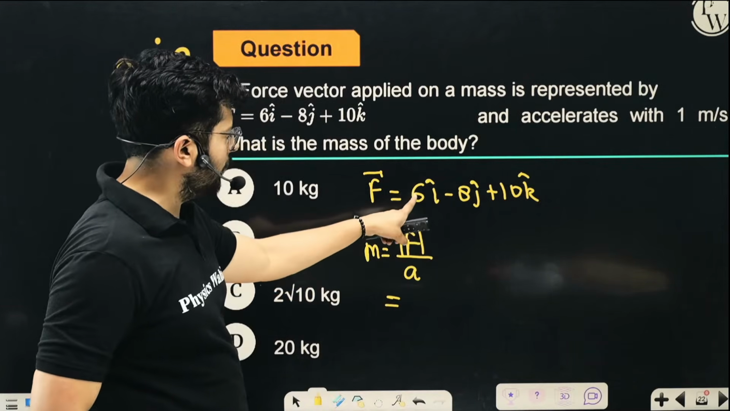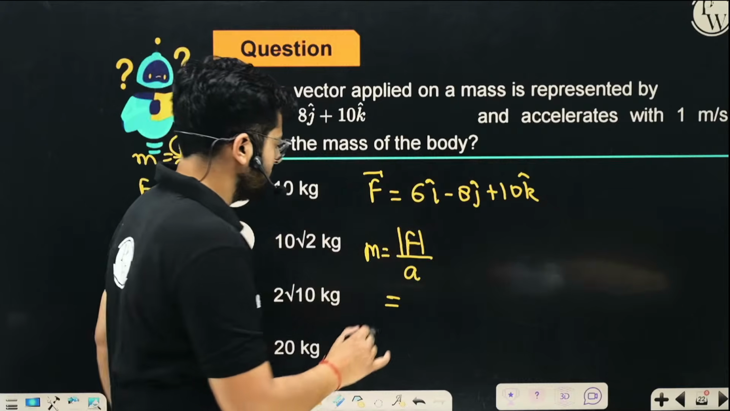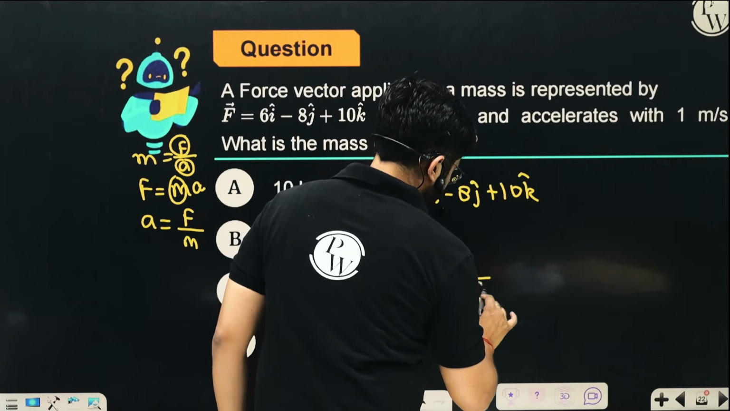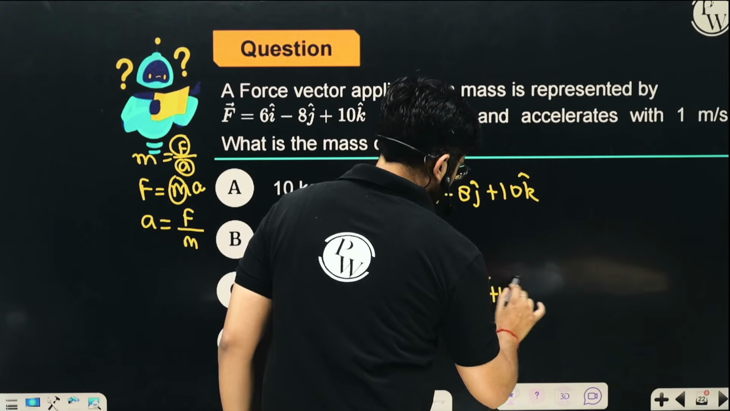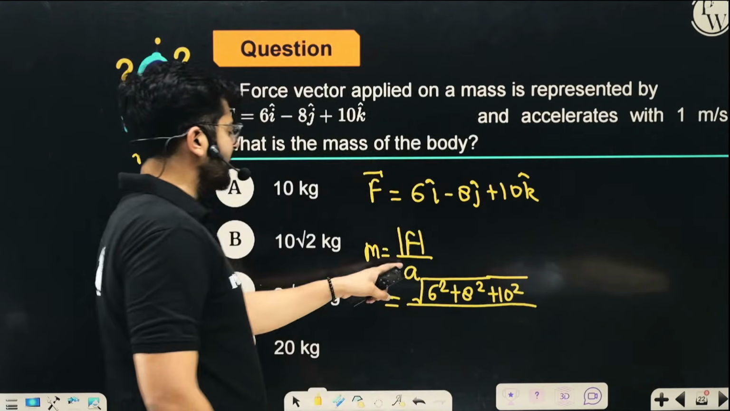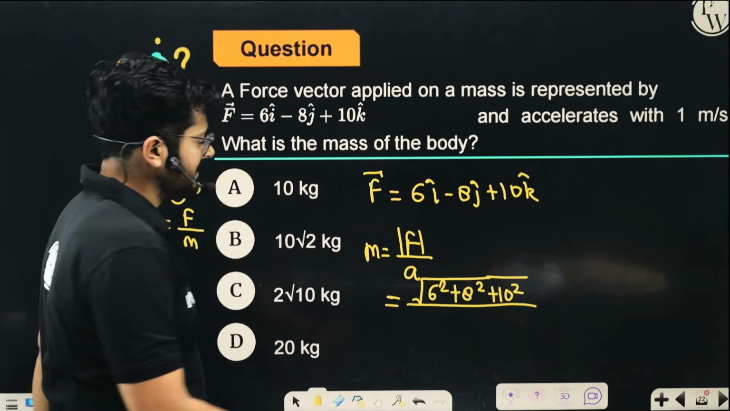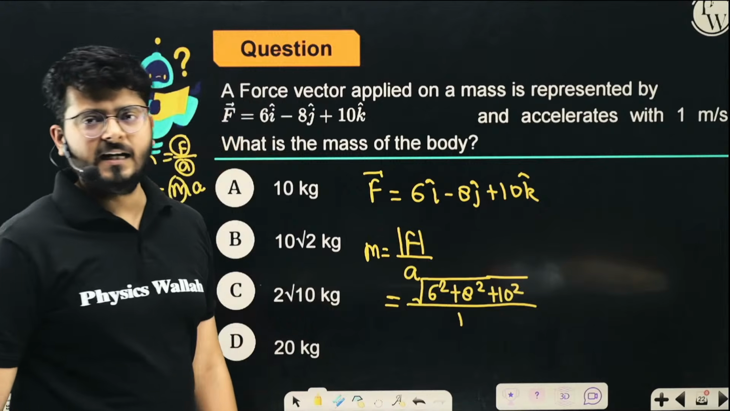So what is the magnitude of force? Under root 6 square plus 8 square plus 10 square, divided by the acceleration. What is the acceleration right now? The acceleration is 1 meter per second square. So divided by 1 and that will give you the answer.